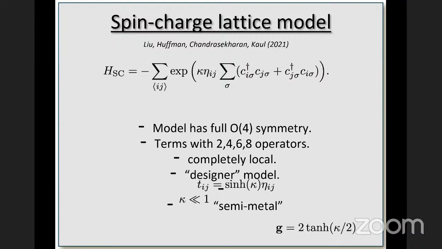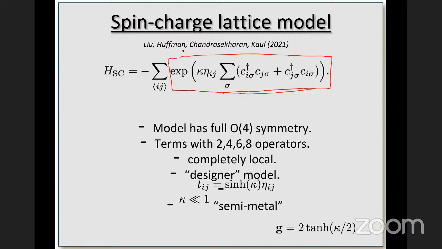Okay, so the idea is that you take the hopping operator, which has the full O(4) symmetry: it has SU(2) spin, SU(2) charge, and it also has a Z2 spin flip. And all you do is you can construct any function of it, and that function obviously has the full symmetry. Okay, so the function that we construct is just the exponential.